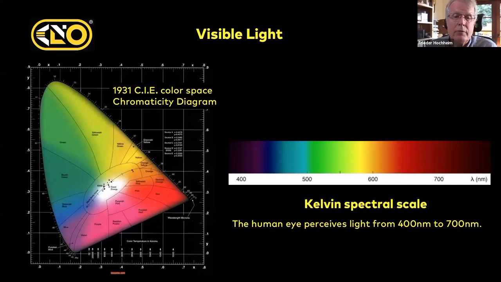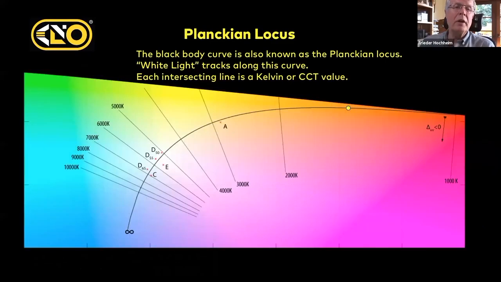Now our eyes see from 400 nanometers to 700 nanometers. If you go anywhere to the right of 700, it becomes IR. Anywhere to the left of 400, you get into the UV. And again, our eyes are not sensitive to that. So when we think of this Planckian curve, or black body curve, this light is going to track all along. You can see various color points that are illustrated on here pertaining to daylight.